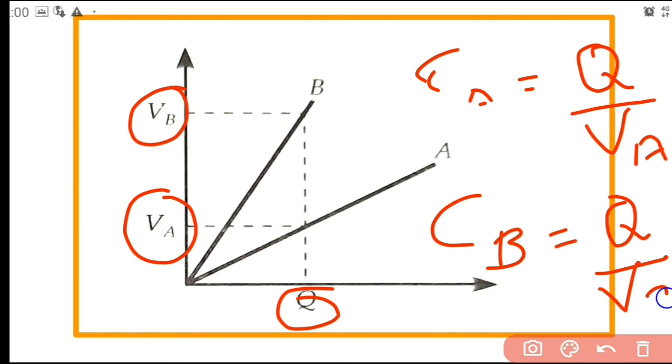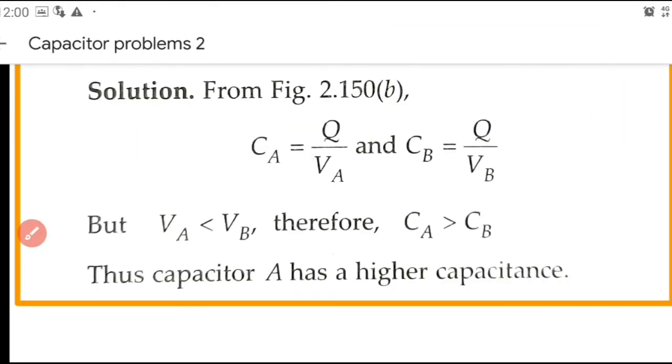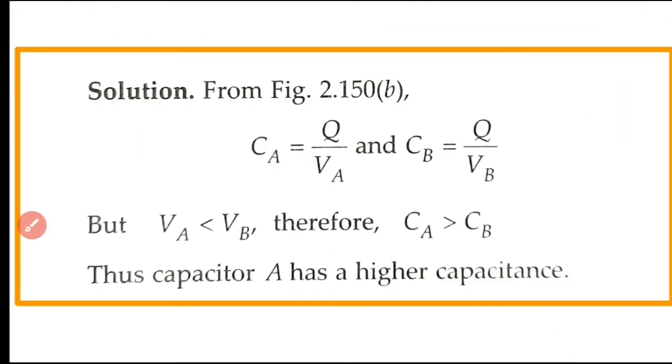and that of B, CB, will be equal to Q by VB. Very simple. But what about VA and VB, which is greater? So we can say that capacitance is inversely proportional to potential. VB is more than VA, so CB will be less than CA. Our question is to find which one is higher, A or B. Since VA is less than VB, CA will be greater than CB, or the capacitor A has higher capacitance.